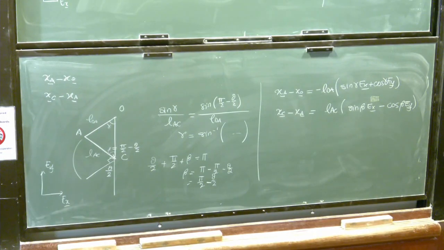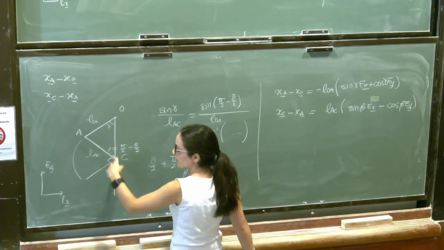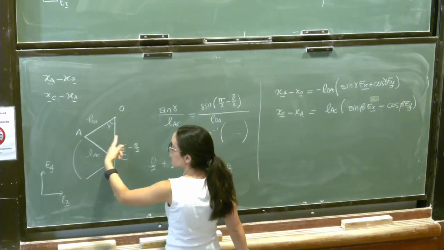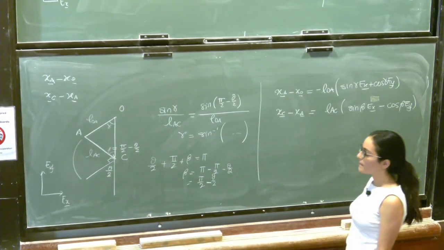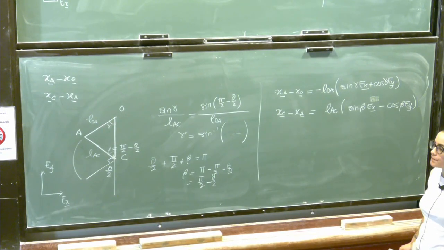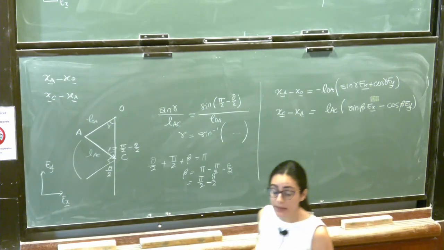XC minus XA is this vector. Positive EX, negative EY. The EX component is sine beta, and the EY component is cosine beta. Okay. Any other questions? So please complete this problem.